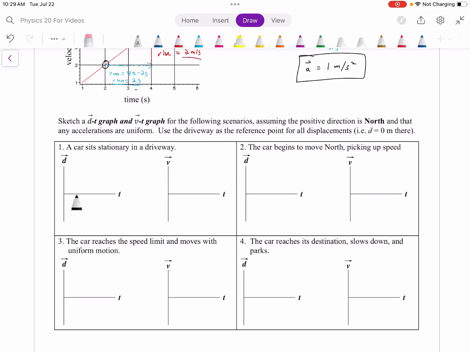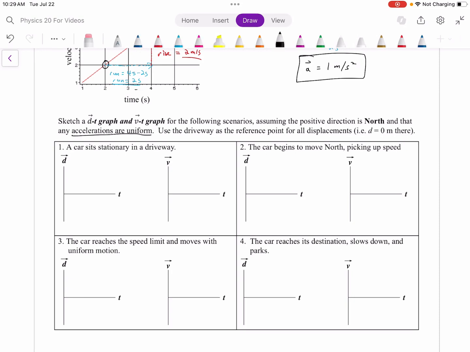Okay, so that means on our y-axis here, any northward displacements or any velocities where it's moving north are going to be on the positive y-axis, and therefore anything to do with south is going to be down here on our negative y-axis. It also says to assume that any accelerations are uniform.